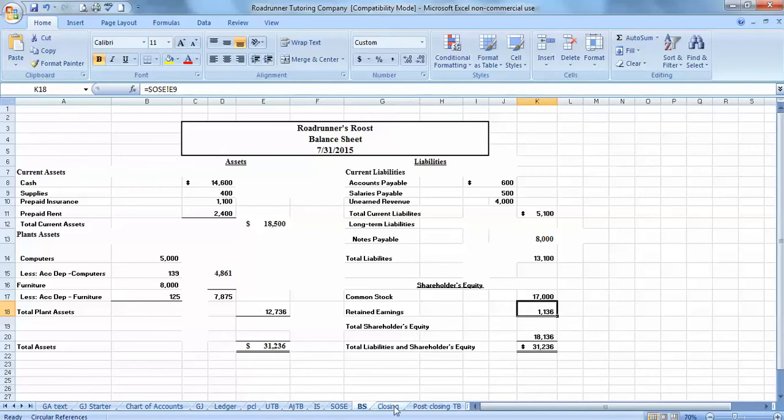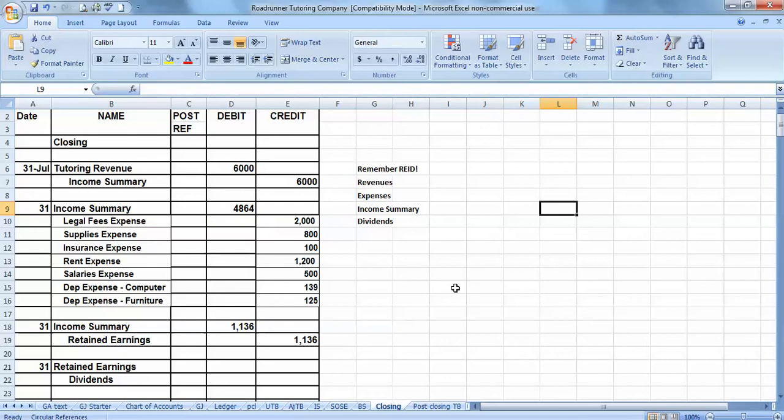So in the closing, we need to do that in the general journal and in the ledger. So what do we do? If you'll remember, revenue has a normal balance in which side, the debit or the credit? The normal balance is in the credit side. To bring the revenue account to 0, we have to debit the revenue account for the amount of revenue that we earned in the period. In the case of Roadrunner's Roost, it was $6,000.